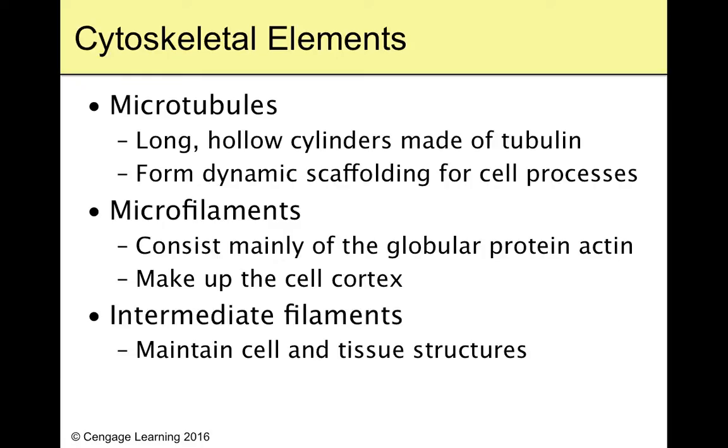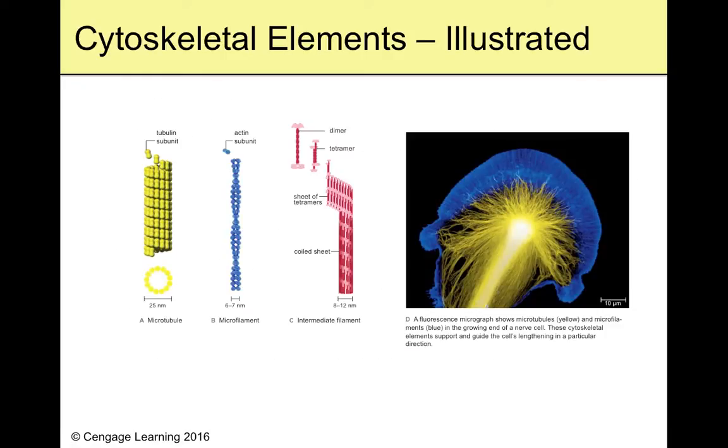And then we have the intermediate filaments, which are bigger than a microfilament, but smaller than a microtubule, and they're just going to do a lot of work maintaining the cell's shape and then the structure of certain tissues. And so here we have it. Microtubule, it's this big circle, rather cylinder. The microfilament, these little tiny actin dimers coming together. And then we have our intermediate filament, which is this coiled sheet of proteins.